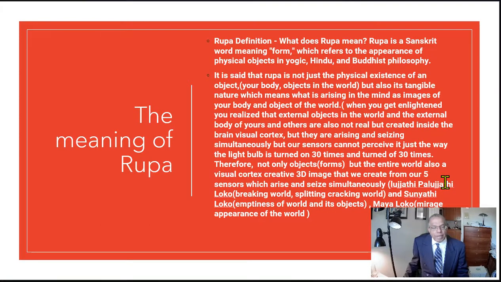In other words, what we create is actually an emptiness, the Buddha says. Therefore, he says sunnati loko, the emptiness of the world and its objects. Then he says Maya loko, the mirage appearance of the world, because it is not absolute reality. We don't see absolute reality. It's like a mirage you see in the desert, where water appears and the animals run to it, but it's only a mirage. And that is what we are experiencing. And that is the meaning of rupa in the Buddha's definition.